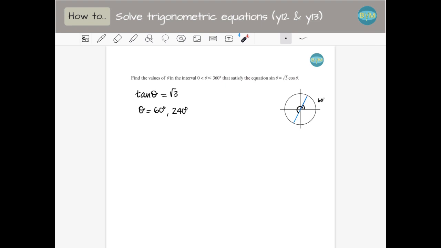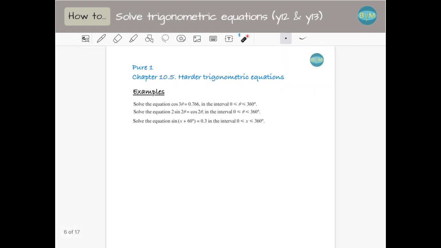So in my interval, those are the answers that I need, no more. Yeah. Then next section in that chapter, you have harder trigonometric equations. So your equations start to look something like this, where instead of x or theta or alpha, you have a number multiplying the angle, a coefficient for the angle, or you have the angle plus a number.